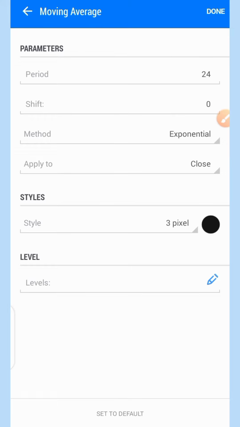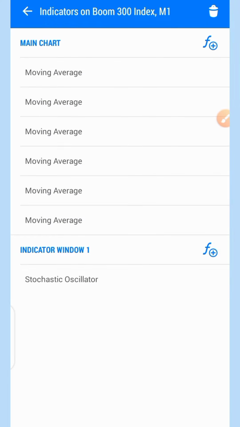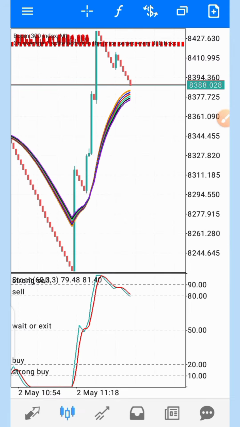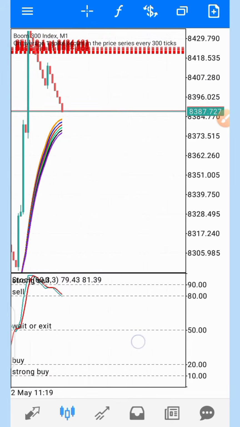You can be screenshotting this, because I don't want these videos to take much time. I'll show you this. The last moving average is 25, the same details, just a different color. Then click on done. Then you will have this on your chart.